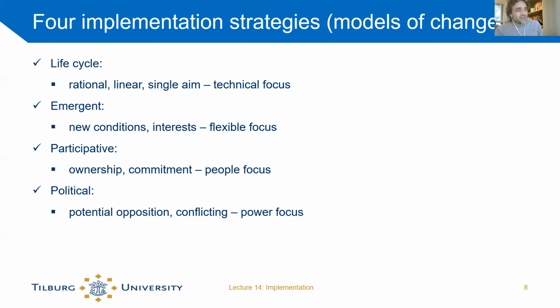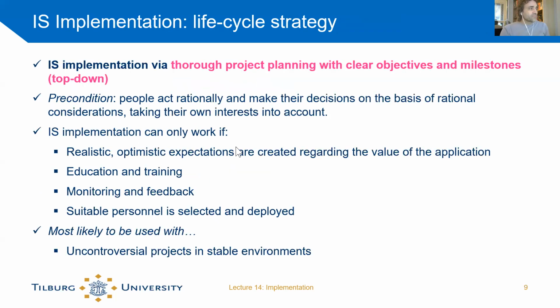Okay, let's explain this a bit in more detail. So let's start with life cycle again. Life cycle means that you try to implement information systems or innovation or whatever via thorough project planning with clear objectives and milestones. So it's a bit top down, but it's based on a rational perspective.